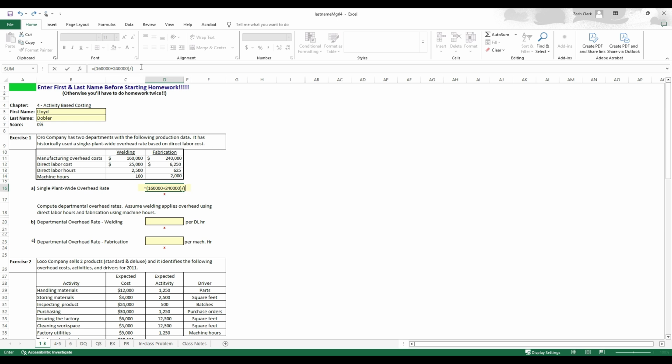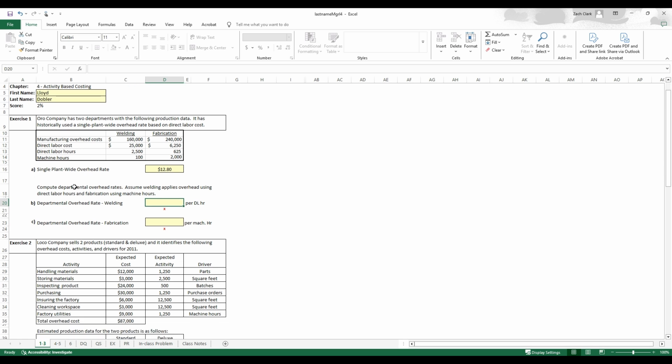So we've got overhead cost, and then divided by the, I must have made a typo, not 25,000. So divided by the total direct labor cost. So just adding these together, this plus this divided by this plus this, the overhead divided by labor cost. That would give us our one singular overhead rate.